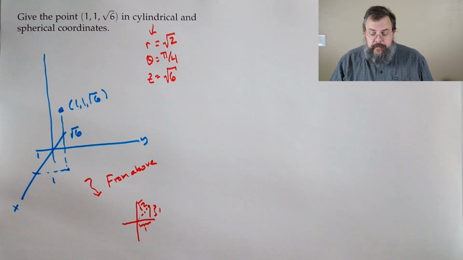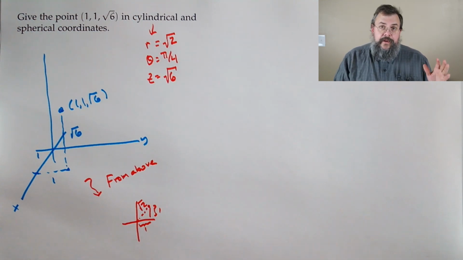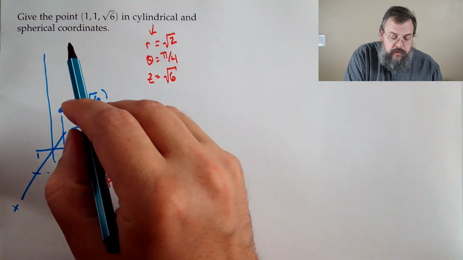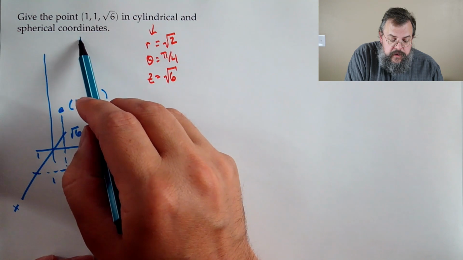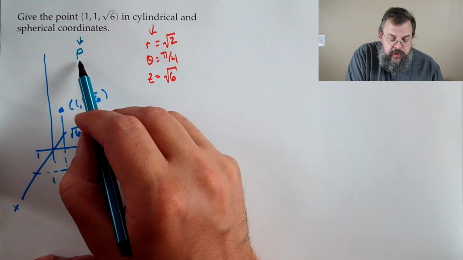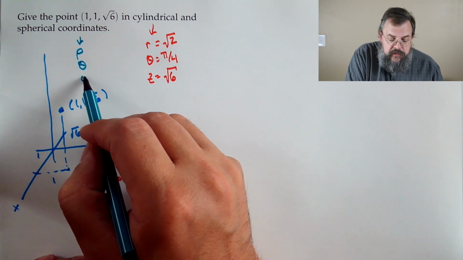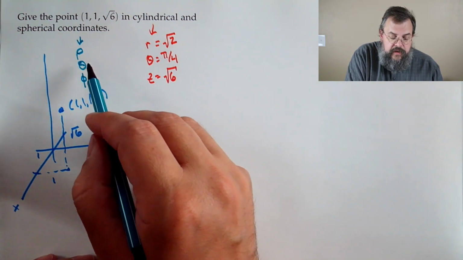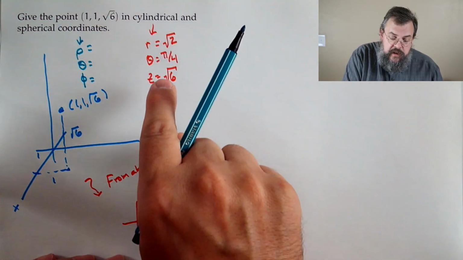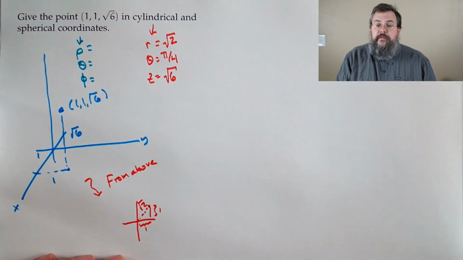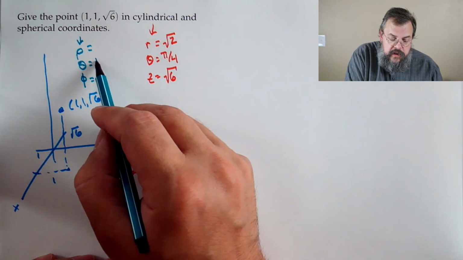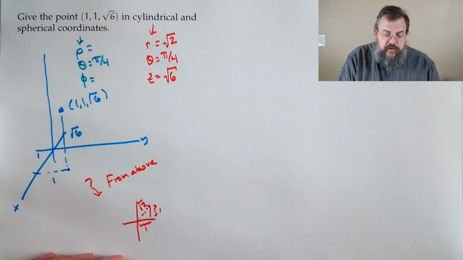Well, that's going to be different, because in spherical we've got to do slightly different things because it's different types of descriptors. So what do we have? Well, in our spherical, we have our rho, our theta, and our phi. Now, the good news is theta in spherical is the same as theta in cylindrical. And therefore, we can just copy. So, there we go, pi fourths.